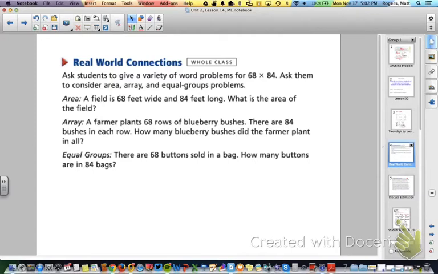You could also use maybe the size of a wall. Say it's 68 inches by 84 inches long. How much do you have to paint? What is the area of the wall?